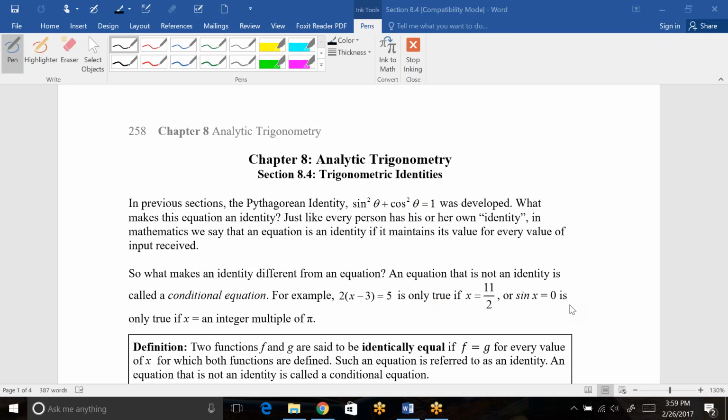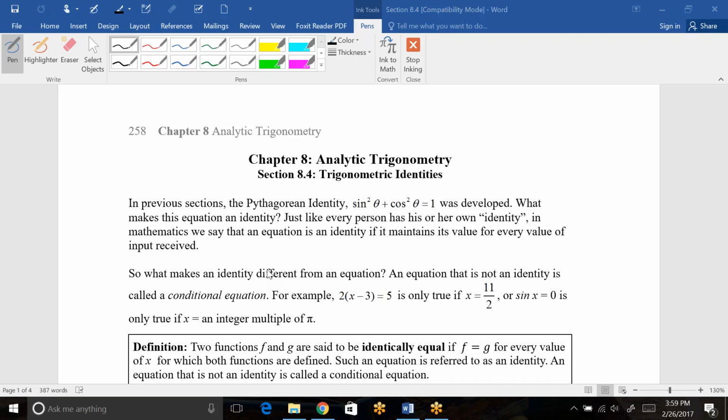Okay, this is section 8.4, trigonometric identities. In the previous sections, the Pythagorean identity, remember that sine squared theta plus cosine squared theta equals 1 was developed. And we know that this is an identity because essentially the left side is always equal to the right side no matter what value you plug in for the theta.